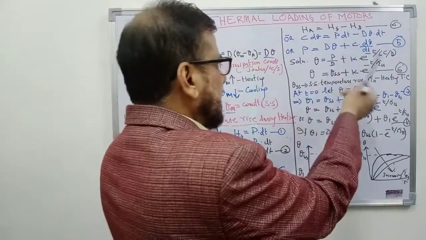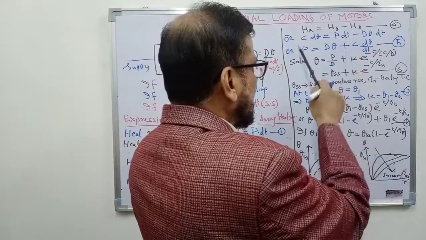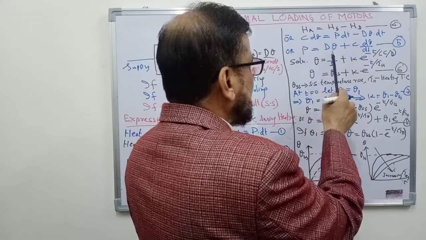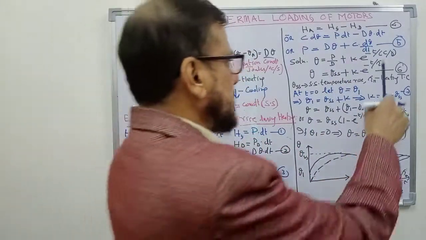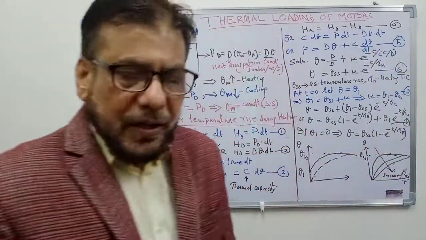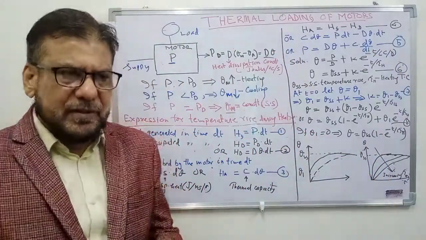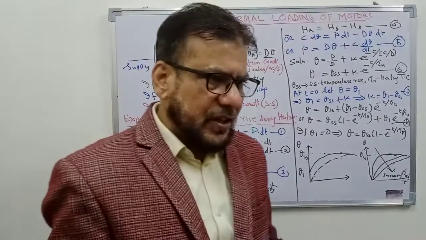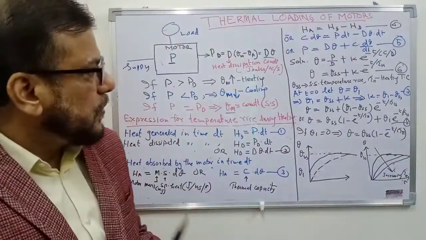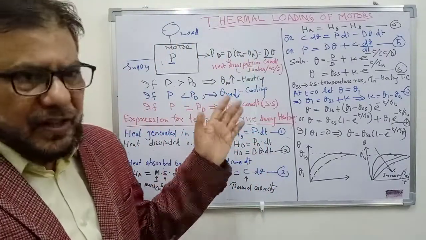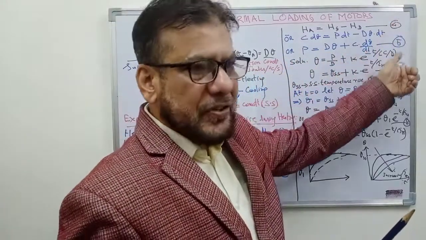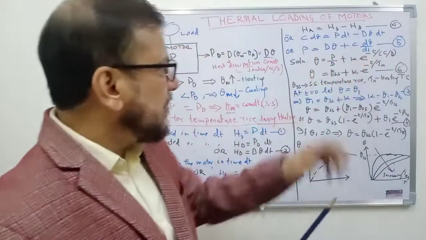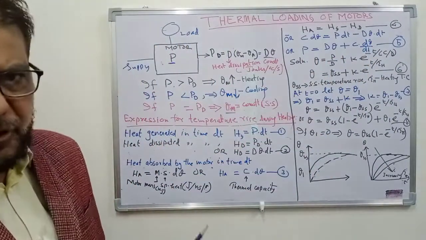Write it in a slightly different way. You take this on this side. So P is equal to d theta plus C d theta over dt. So this is equation number 5. This equation is similar to the equation that we already know in series RL circuit, V equal to Ri plus L di over dt. Similar equation is there, and you will get similar solution.